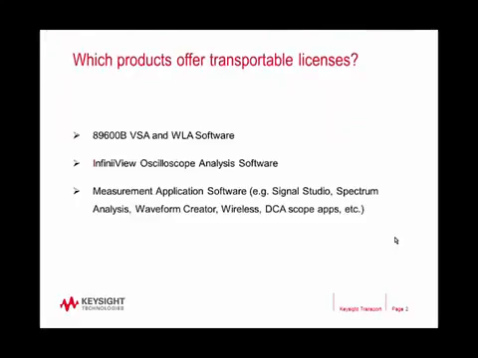To understand which products offer a transportable license, first of all, you would have to know what products offer a transportable license. For example, the 89601B vector signal analyzer and the 89620B wireless link analyzer software. If it is either of those two products, the 601B, they are natively transportable licenses, with the only exception being if you purchased 89601BN, N meaning network or floating license, then this video would not pertain to you. But if you have the 601B, a node locked license, it does pertain.